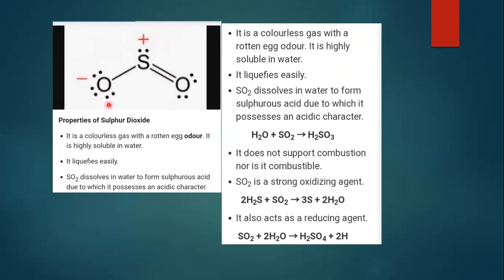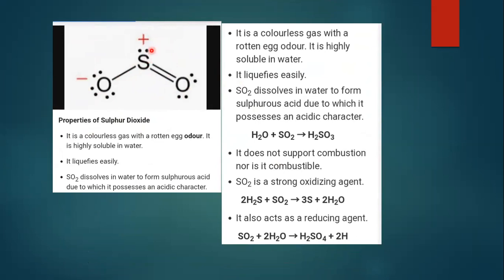Now, the properties of sulfur dioxide. See, first of all, we are dealing with the structure of sulfur dioxide. When we are drawing the structure of sulfur dioxide, it's forming angular structure, sulfur having lone pair, so its structure is angular, or we can say that its structure is bent shape.